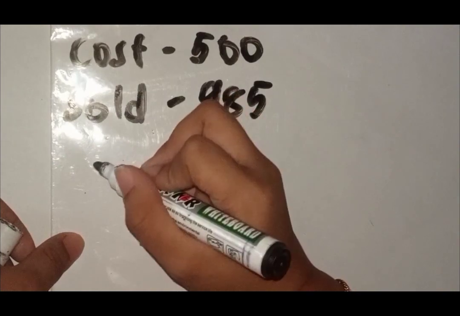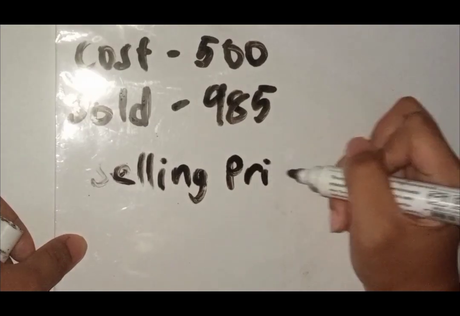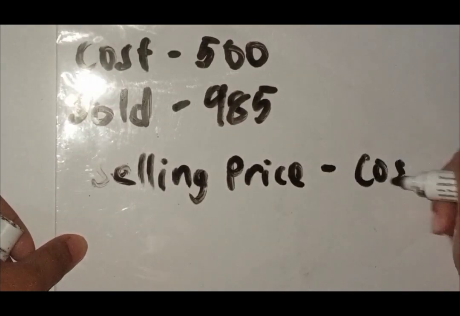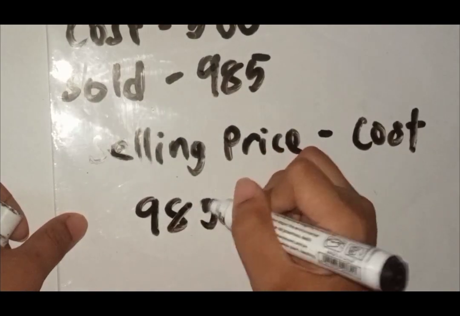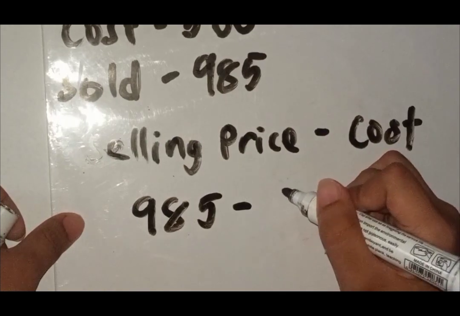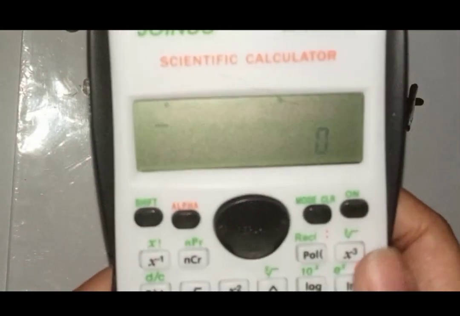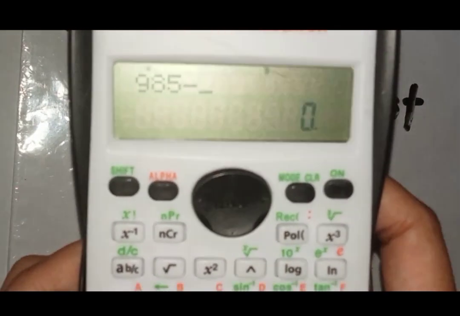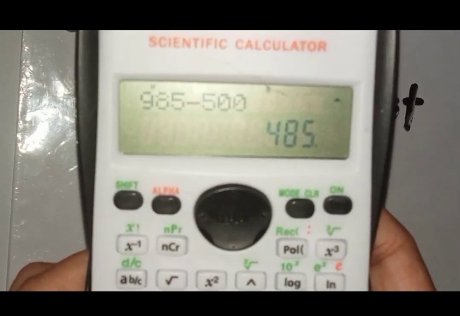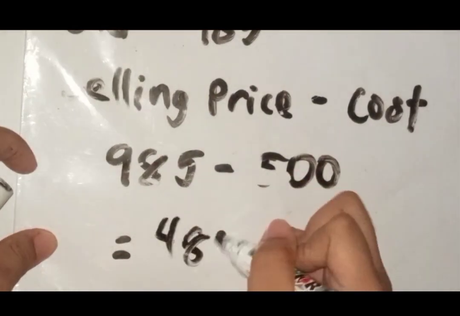So the formula is selling price minus the cost. So 985 minus the cost, which is 500, equals, using the scientific calculator, we will compute it. So 985 minus the cost, which is 500, is equal to 485. So our answer is 485.